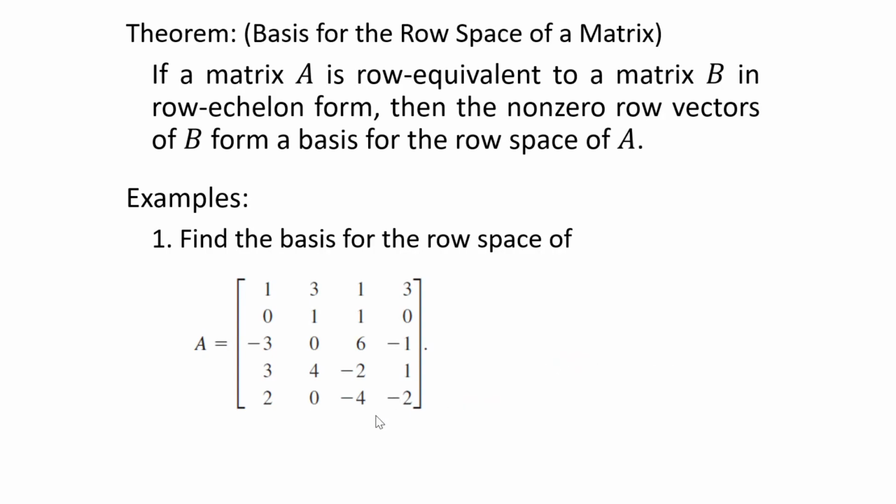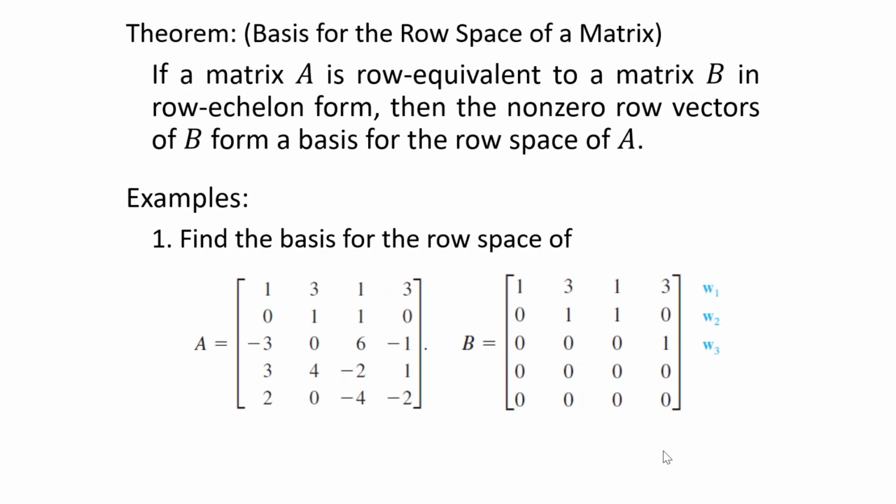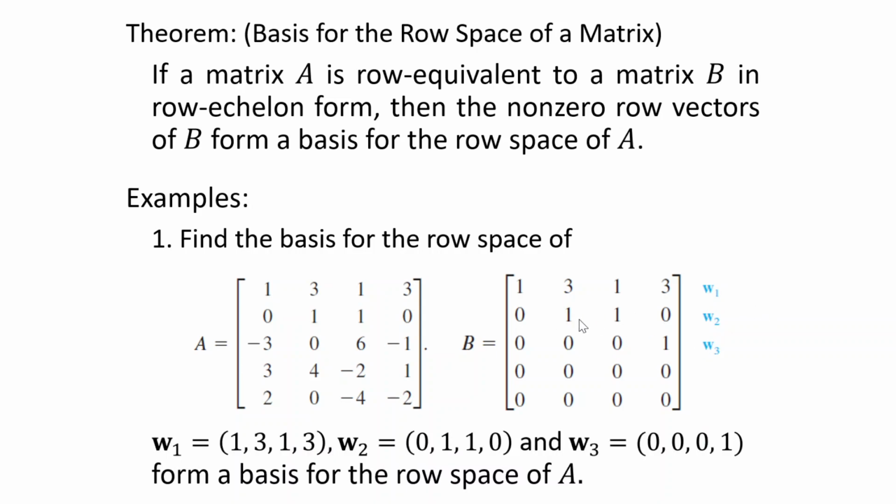By applying elementary row operations to this matrix, we will obtain this row echelon form. You can verify, use elementary row operations. So we have this row echelon form corresponding to this matrix. Let us name these rows as W_1, W_2, and W_3. By the above theorem, these non-zero rows of B, W_1, W_2, and W_3, form a basis for the row space of A.